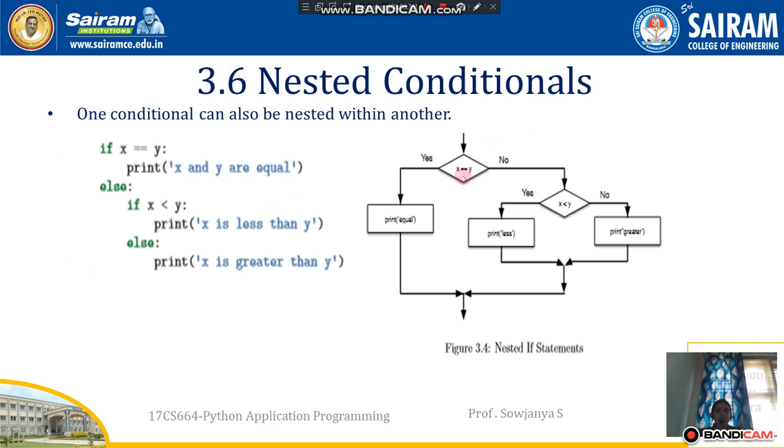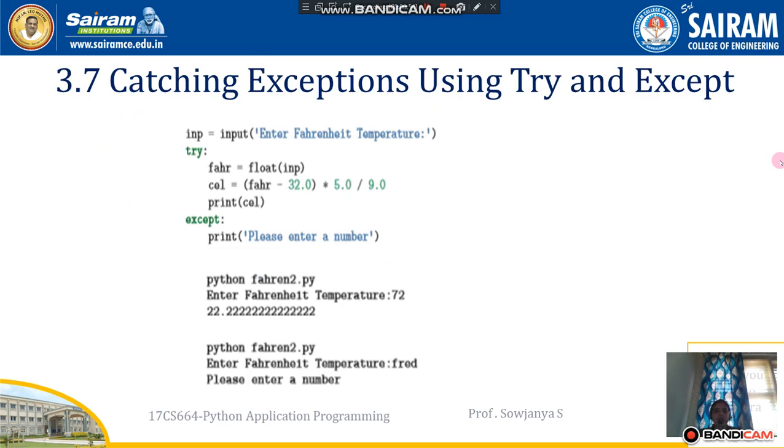So the initial condition is if x is equal to y. If it is true, it will print equal, otherwise it will check another condition, that is x less than y. If it is true, print x is less than y, otherwise it will print x is greater than y. This is how we can use nested conditionals in the Python programming language.